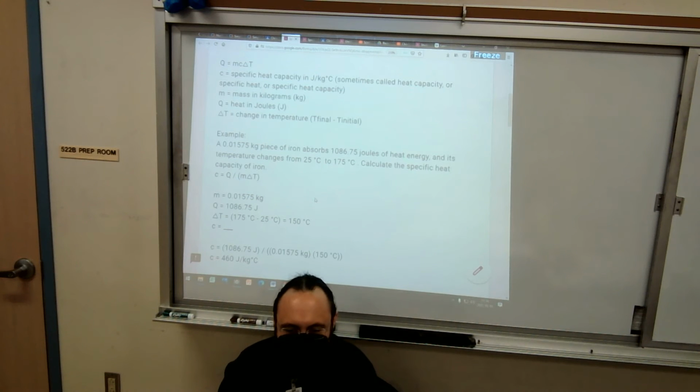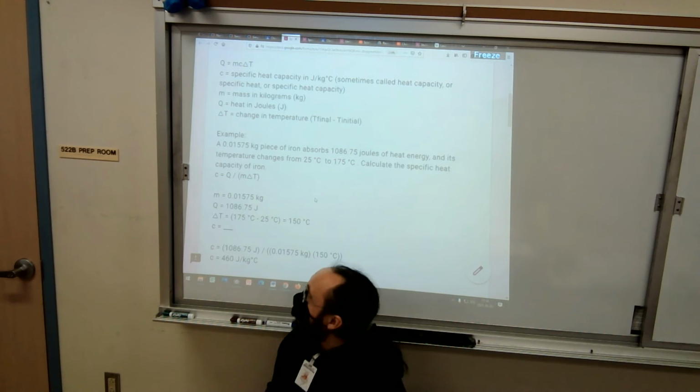You can say, okay, we started at 20 degrees and we ended at 100 degrees. So final minus initial is 100 minus 20. That makes 80. But really, if you start at 20 and go up to 100, you went up by 80. You don't have to subtract, but you can if you want to.